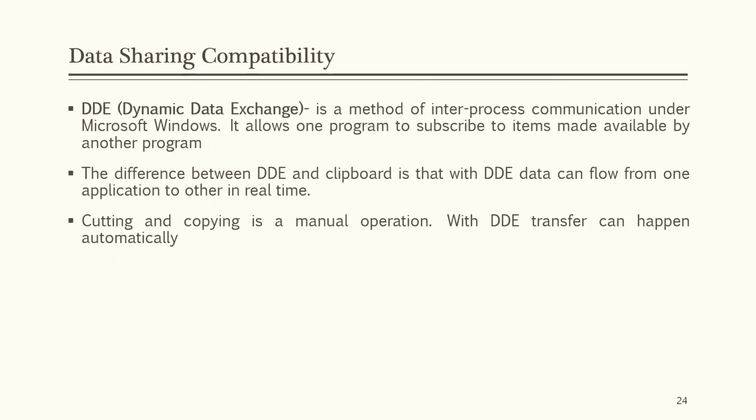The last data sharing possibility is dynamic data exchange. It is a method of inter-process communication under Microsoft Windows. It allows one program to subscribe to items made available by another program. The difference between DDE and the clipboard is that with DDE, data can flow from one application to another in real time. Cutting and copying is a manual operation. With DDE, transfer can happen automatically.